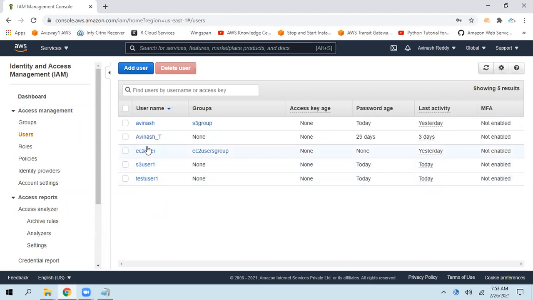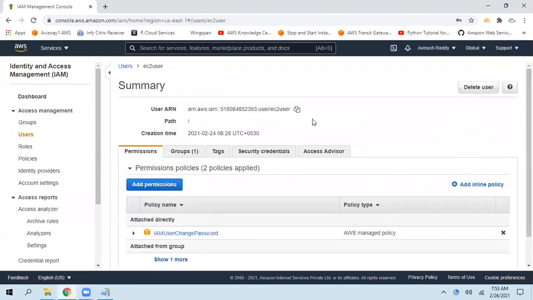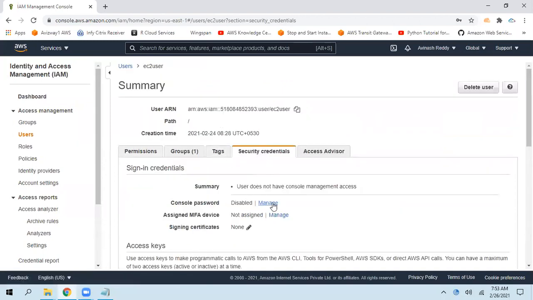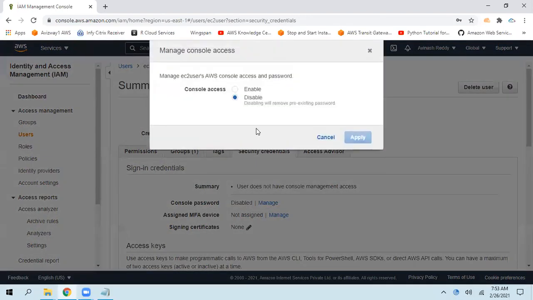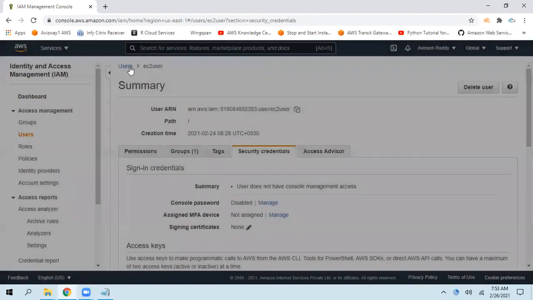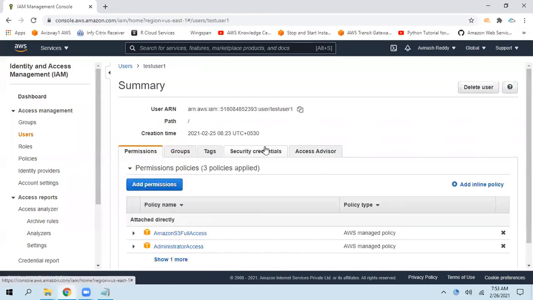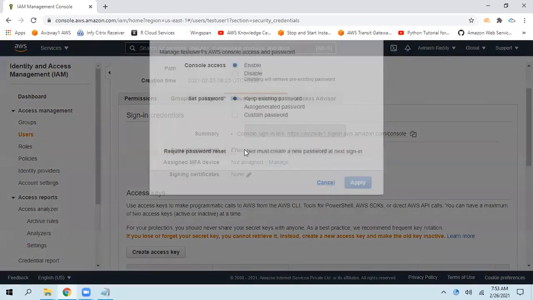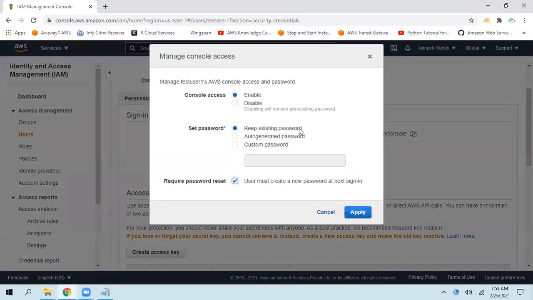Okay, if you want to apply the new password policy, you can do one thing: navigate to security credentials and set this option, so you can keep an existing password. He is a disabled user. For example, I want to apply this new password policy. I can go here and select this option. I'm going to keep his existing password and select apply.